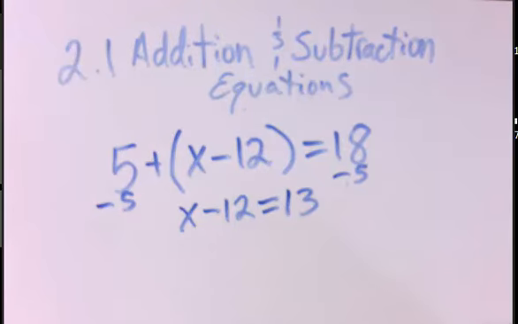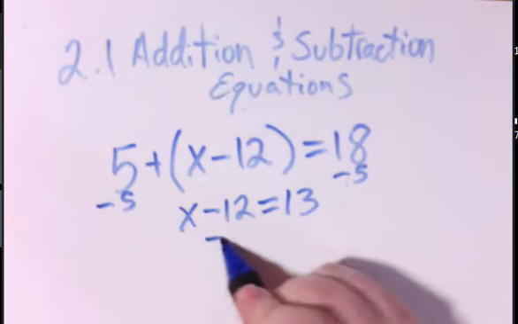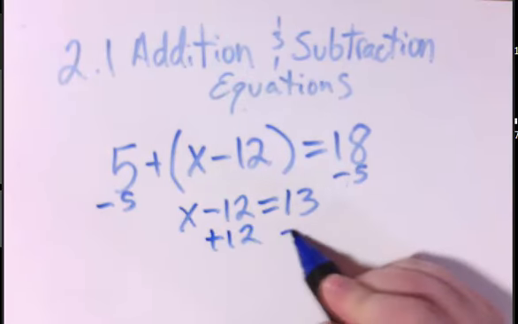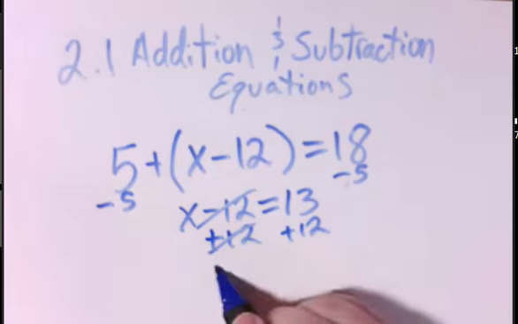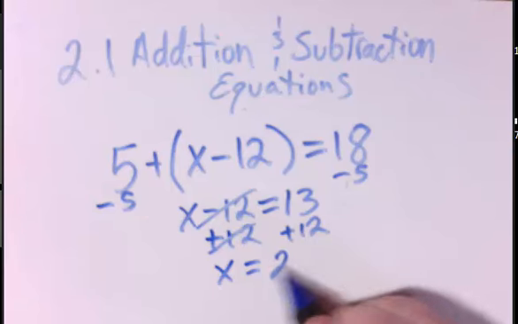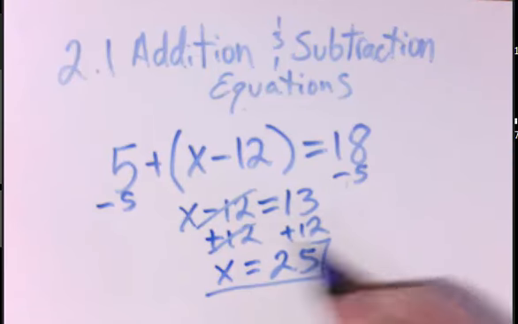And then it's just like we were doing before. So we just went that extra step, and now it's just like our other examples. So we can just add 12 to both sides, because that's going to give us this x by itself. So x is equal to 25.